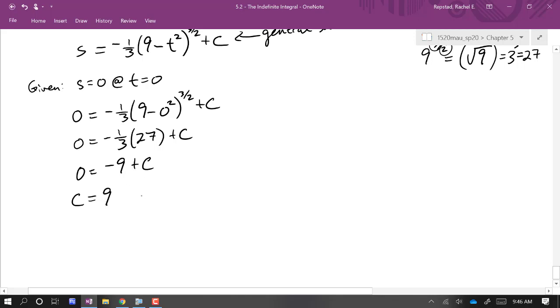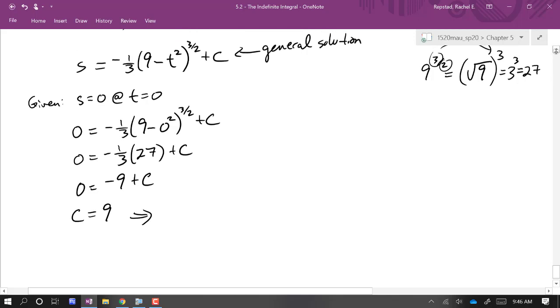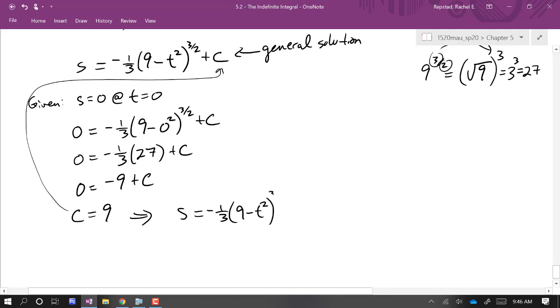Okay. So now I'm going to take this value of c that we found, plug it back in here and write our new function. And there is the particular solution.